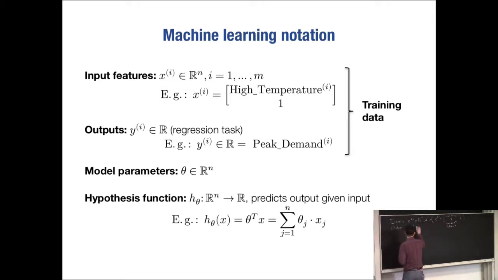So I have my outputs, and my outputs in this case are real valued. The fact that they are real valued outputs is actually what makes this a regression task versus something like a classification task. So we'll see classification in a second, and that relates to outputs that are discrete valued instead of being real valued. And both these things together constitute what I'm calling the training set. And for example, in our setting here, y^i was the peak demand, again, for the ith day.